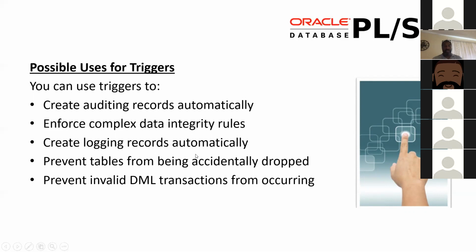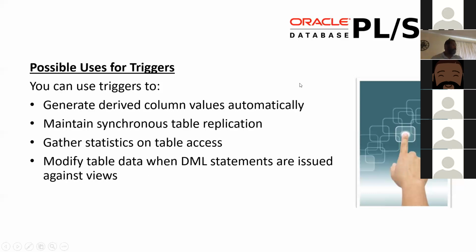Preventing tables from being accidentally dropped. That is actually a system trigger, and you see that in applications as well. You always get a check: are you sure you want to delete? That's actually a trigger that's fired based on an application. And then to prevent invalid DML transactions from occurring. These are all very high uses of a trigger.